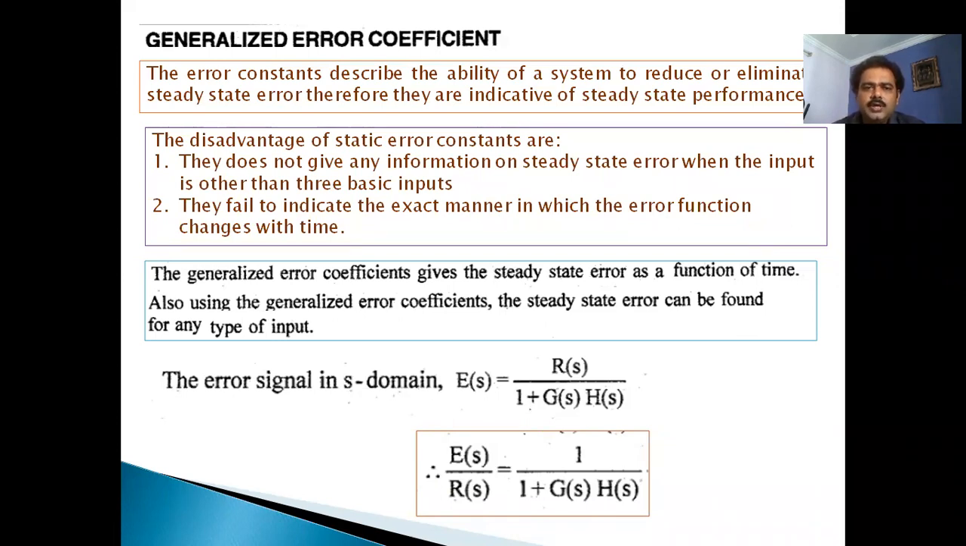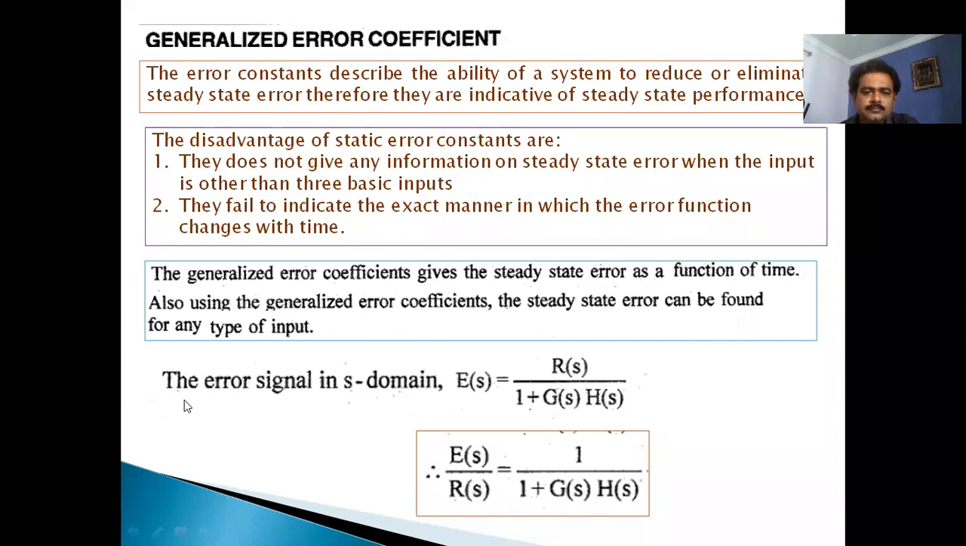Okay. So that's why we have derived a generalized error constant, to overcome whatever disadvantages there are in the static error constant. Okay, so this is the generalized error. The steady state error can be found for any type of input. So for any type of practical input, we can find out the steady state error and the error with respect to time. Okay.